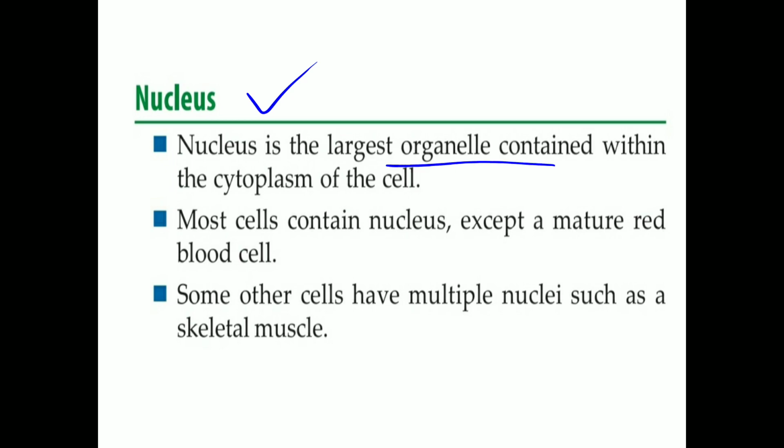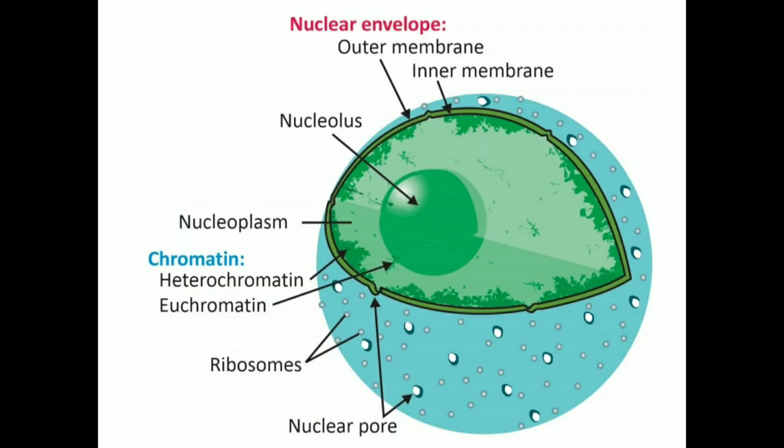Nucleus is the largest organelle contained within the cytoplasm of the cell, and most cells contain a nucleus, except a mature RBC. A mature RBC does not contain a nucleus. There are some other cells which have multiple nuclei in their cytoplasm, such as skeletal muscle. So this is the nucleus.